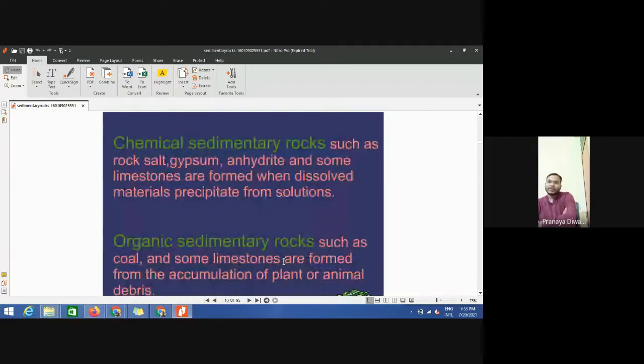Then you have chemical sedimentary rocks. Chemical sedimentary rocks such as rock salt, gypsum, anhydrite, and some gemstones are formed when dissolved material precipitates from the solution. The organic sedimentary rocks such as coal and some limestone are formed from the accumulation of plant or animal debris.